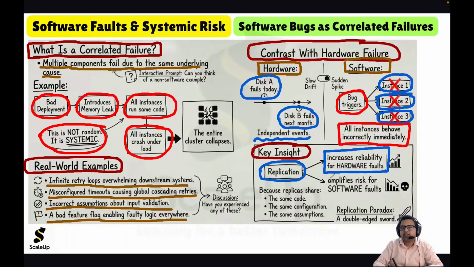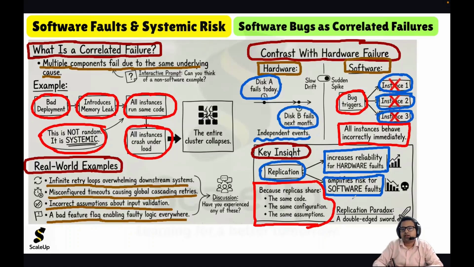But replication is dangerous for software bugs because it amplifies risk for software faults. Because we already saw that the software fault will migrate to all the replicas. So replication will amplify risk for software faults. And why is it so? Because if we talk about replicas, they share the same code, same configuration, and same assumptions.